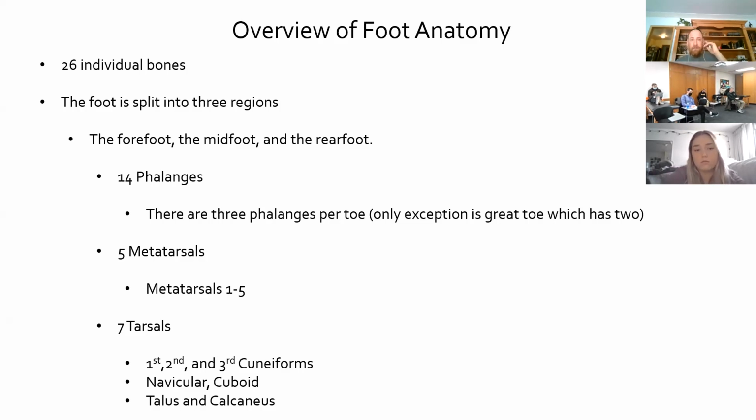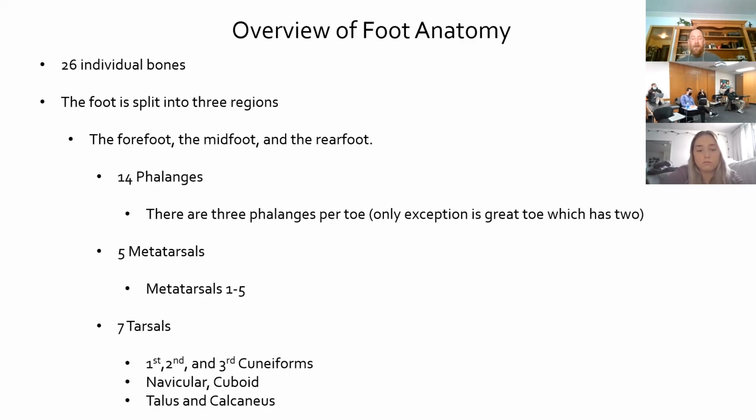So each toe has an individual phalange and or phalanx. Know the word phalanx too, because if you look at a toe, you'll notice that the 2nd through 5th toes have a distal, middle, and proximal phalanx. The big toe, or the great toe, only has 2.